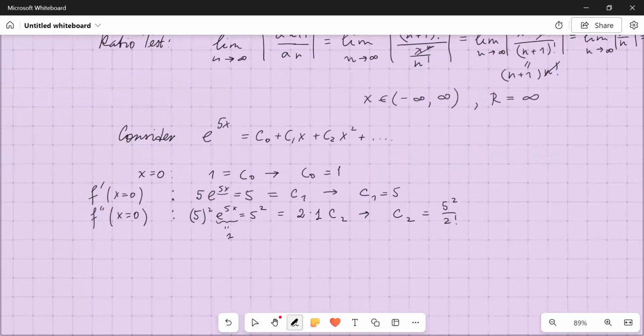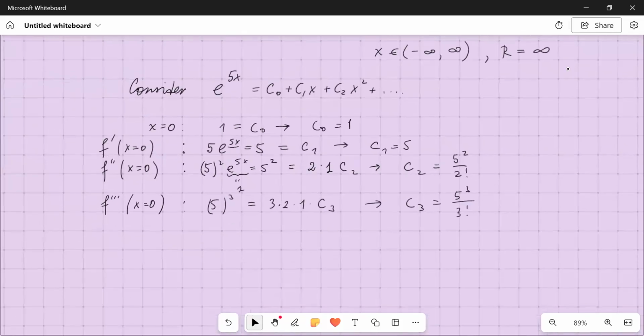I'm going to do one more derivative, and then we're going to have a general rule at x equals 0. Well, we differentiated 3 times, so I'm going to have 5 to the power of 3, right? And over here, it's going to be 3 by 2 by 1 times C3. From where C3 is going to be equal to 5 to the power of 3 over 3 factorial.